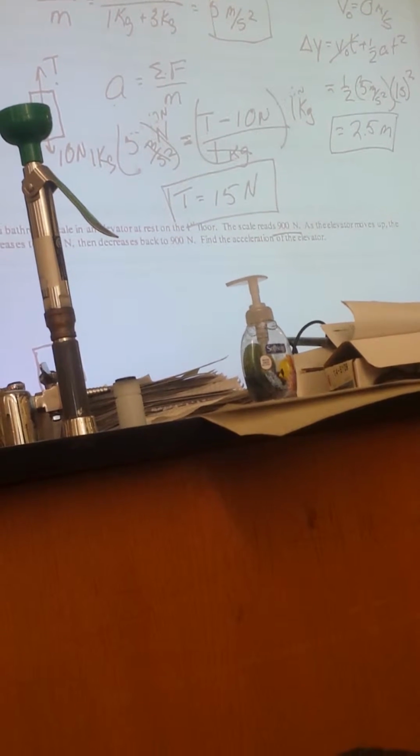When it's not moving, the scale reads 900 newtons. So what do we know about the forces acting on him? Yeah, this 900 newtons then actually is his weight. Right? If the scale reads that when there's no acceleration, there's 900 newtons pushing down. When the elevator starts moving up, the scale reads 1,000.